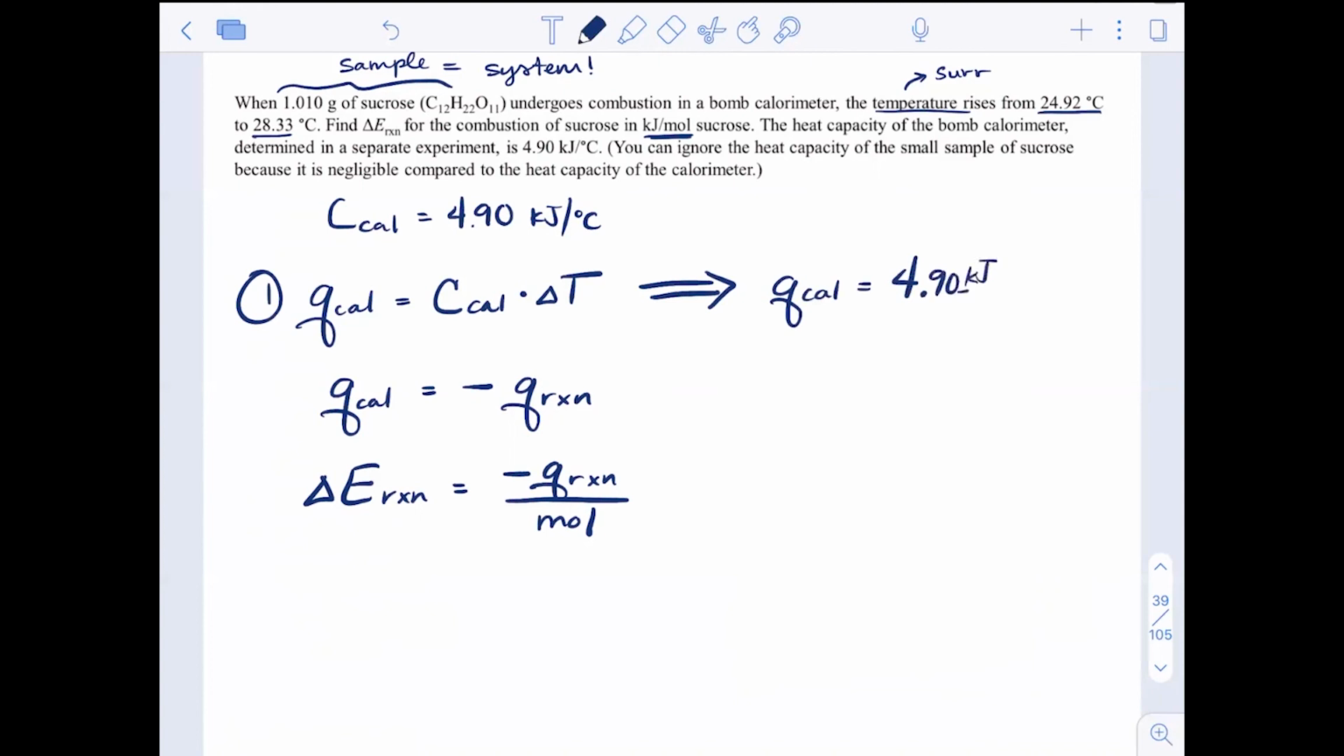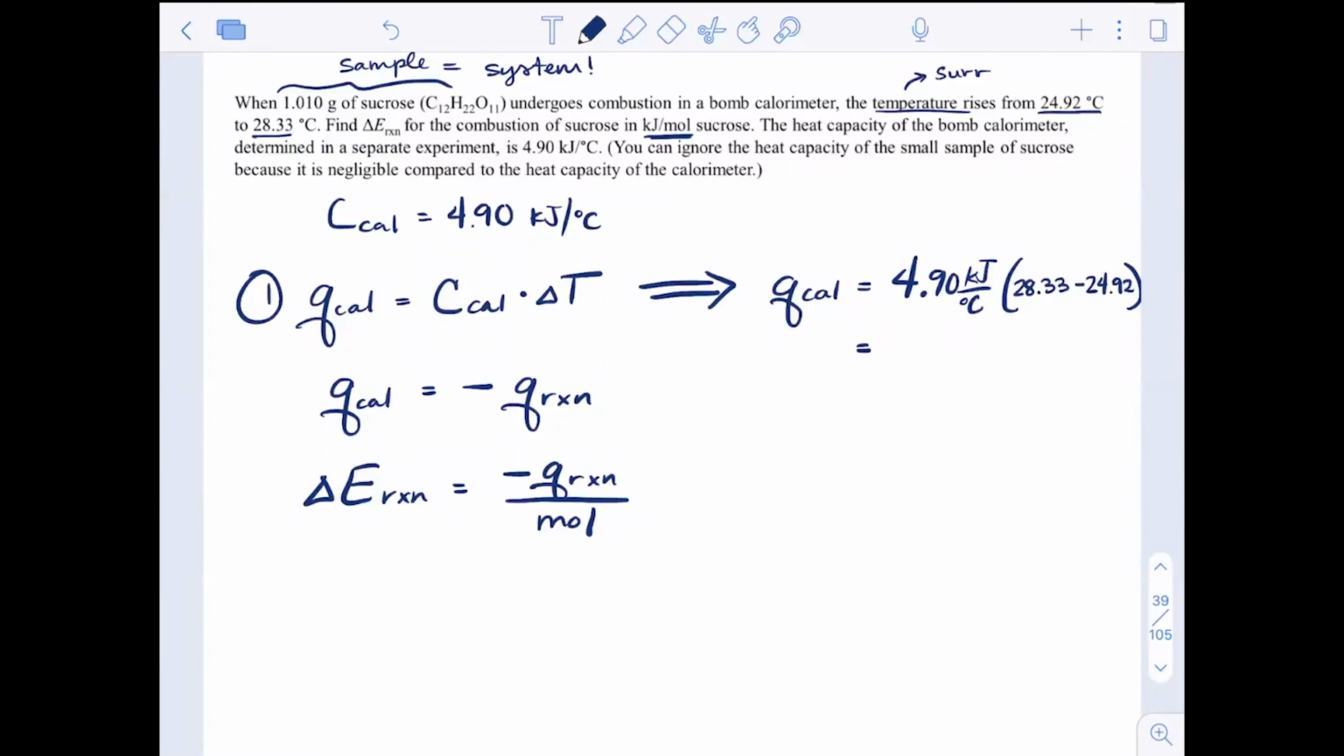Remember our units, it's given, but it's important to just identify them. 4.90 kilojoules per degree Celsius times final minus initial for our temperature. Again, the setup of that delta temperature is important. Final minus initial so that we get the right sign for Q-cal.